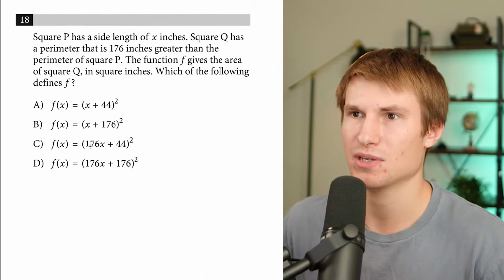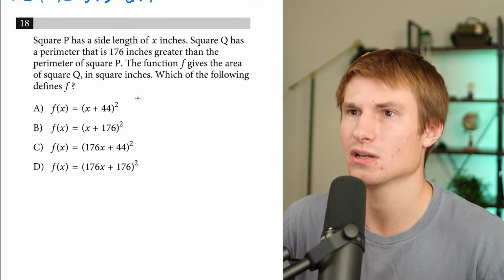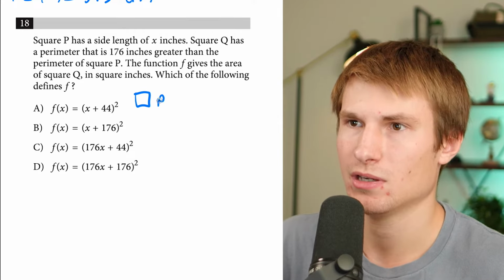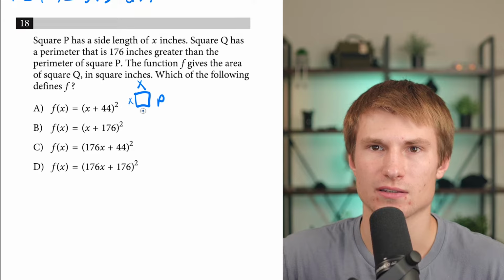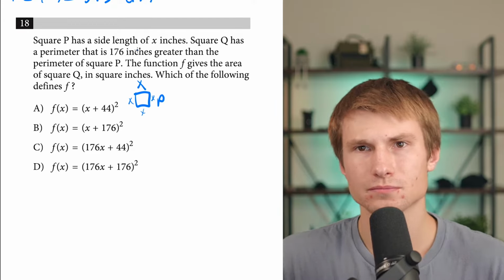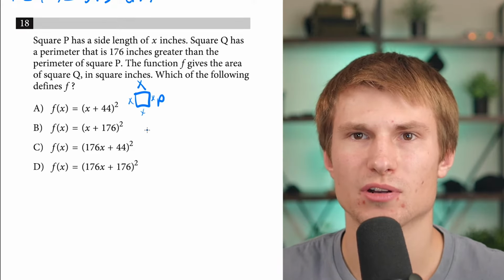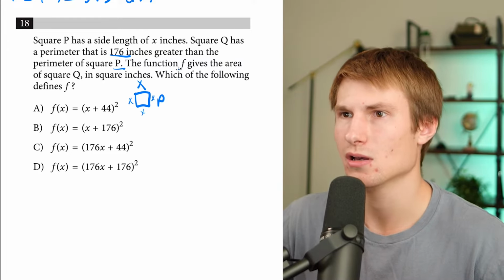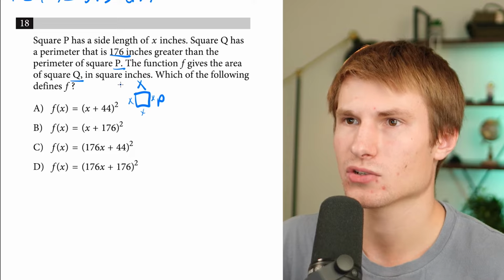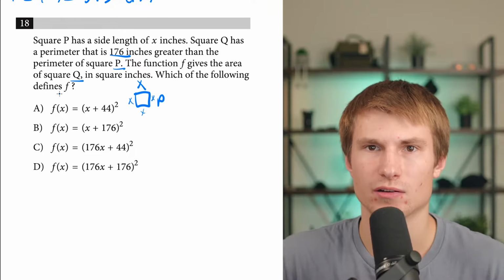We got square P has side length of X inches. So I'll just write square P, and then we can just write an X for that side length. Okay. Square Q has a perimeter that is 176 inches greater than the perimeter of square P. The function f gives the area of square Q in inches. Which of the following defines f?